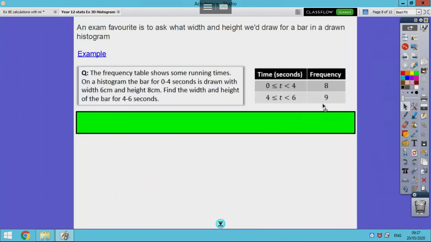So here's an exam favourite. Here's skill number 4, exam type of question number 4.